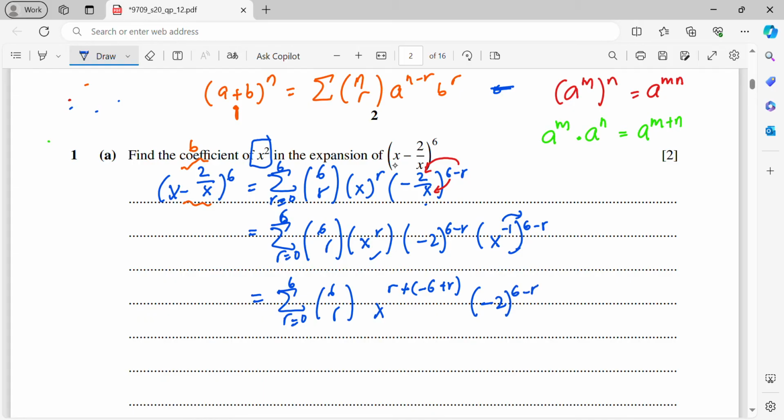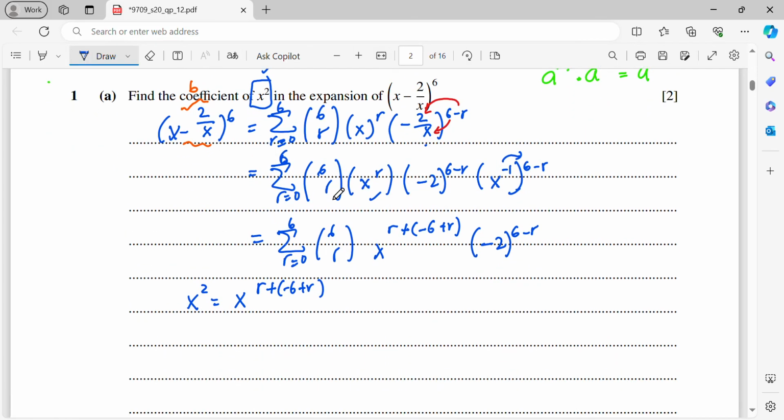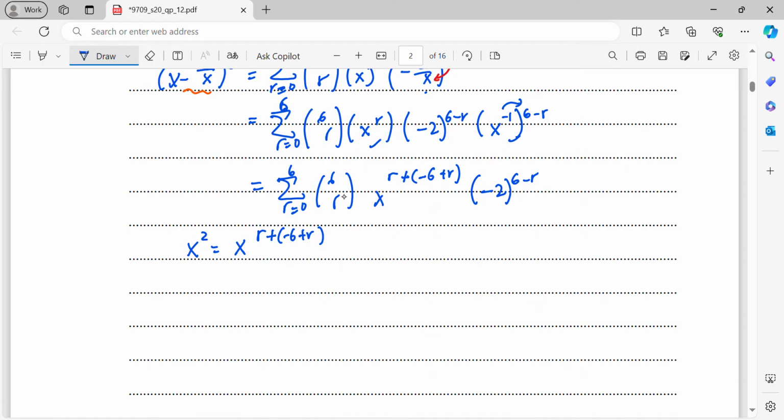Okay, so now I will compare with the x squared. So now x squared equals x to the power of r plus minus 6 plus r. Then now since both terms have the same base, I will just compare the index. That will be 2 equals r plus, you multiply in the plus to the brackets, it will be r minus 6 plus r. Then I will get 2r equals 2 plus 6, that is 8. Hence my r is 4. Okay, so that means the coefficient for x squared exists when r equals 4.